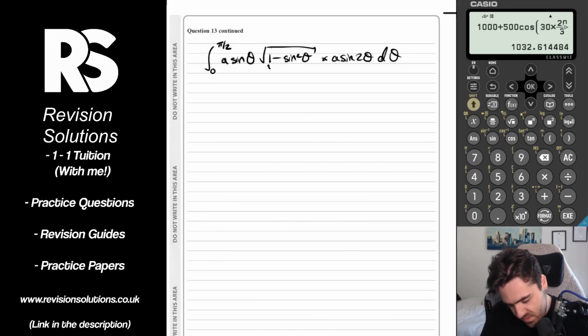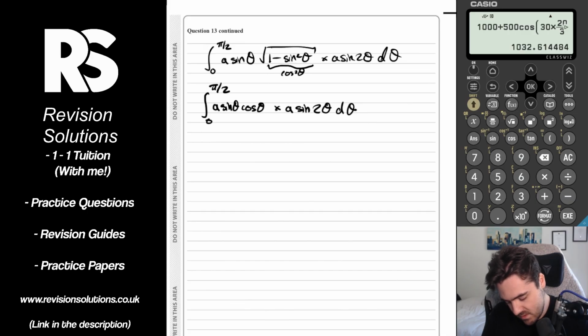So 1 minus sine squared theta, we should recognize that as cos squared theta. And then square rooting all that, that would just be a cos theta on its own. So fully simplifying, we'd have a sine theta cos theta times another a sine 2 theta d theta between 0 and pi over 2 still. And the a's are going to combine to give us just an a squared.